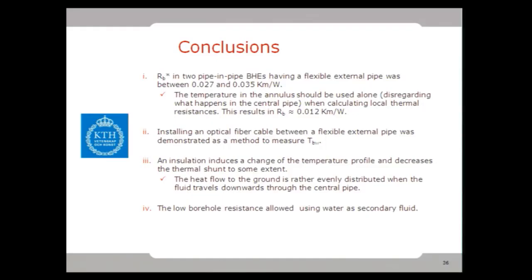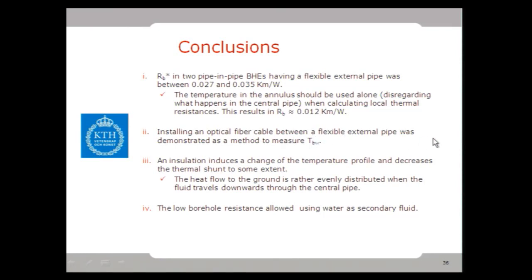The conclusions from pipe-in-pipe heat exchangers. The effective borehole resistance on 2 pipe-in-pipe borehole heat exchangers having a flexible external pipe was measured to be between 0.027 and 0.035 Kelvin meters per watt. The temperature in the annulus should be used alone, disregarding what happens in the central pipe when calculating the local thermal resistances, which results in a borehole resistance at the local level of about 0.012.